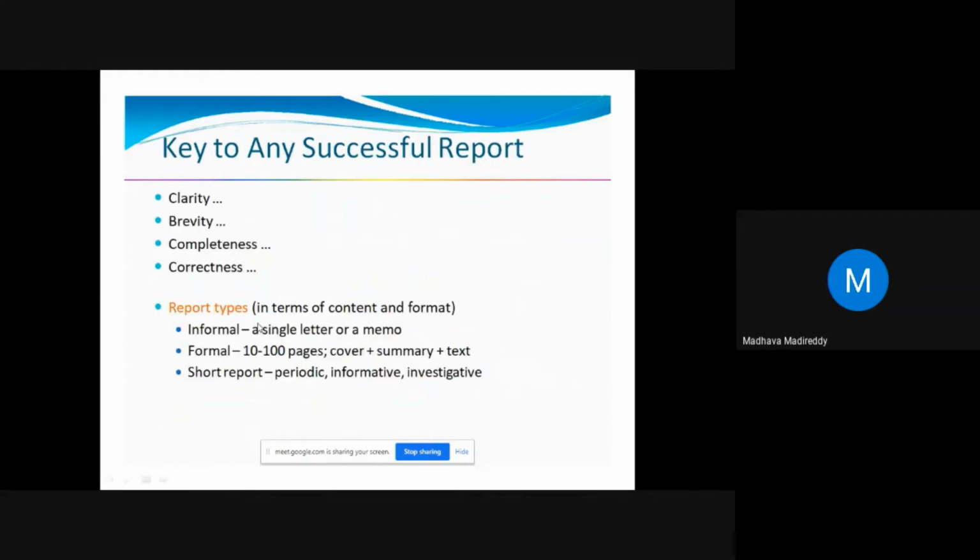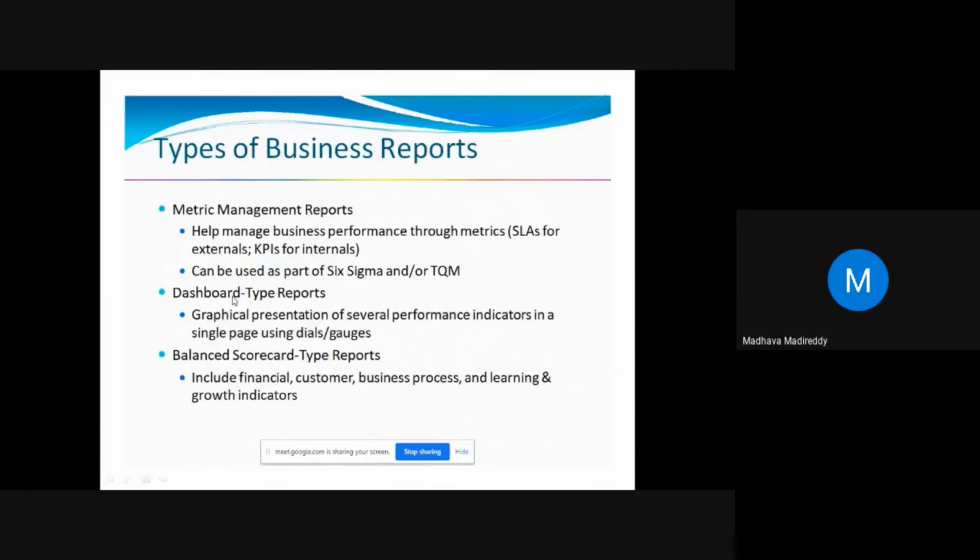So what is the key to any successful business report? It should be very clear, brief, complete, and absolutely correct. The report types are either informal, like a letter or a memo. It can be a formal document, or it can be a very short report, like a weekly report or a monthly report or an investigative report. So what are the types of business reports?